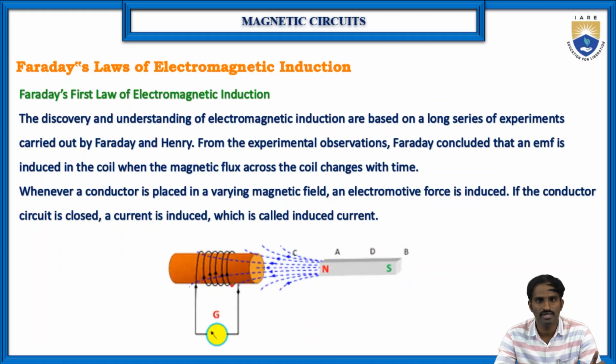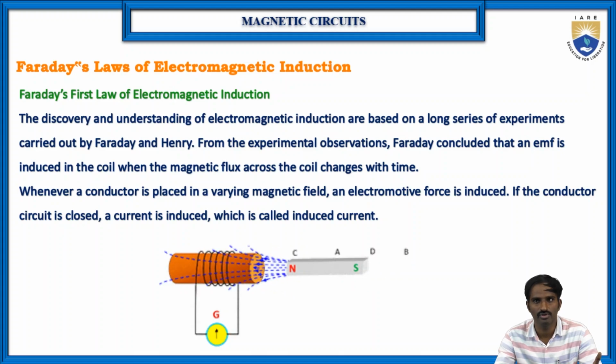According to Faraday's first law of electromagnetic induction, of course, it was carried out based on a long series of experiments. Finally the experiment was a success, and everybody approved Faraday's law of electromagnetic induction. From this experimental observation, Faraday concluded that an EMF is induced in a coil when the magnetic flux across the coil changes with time.